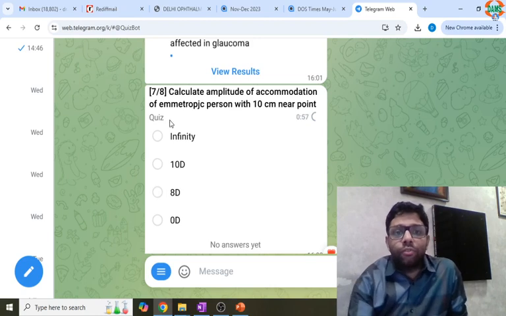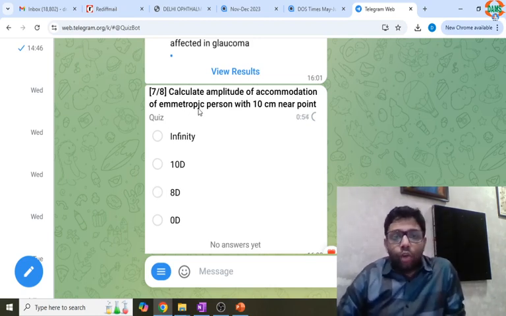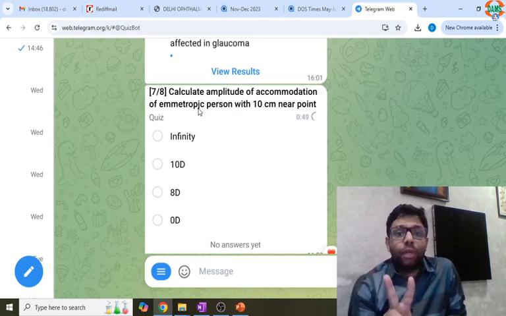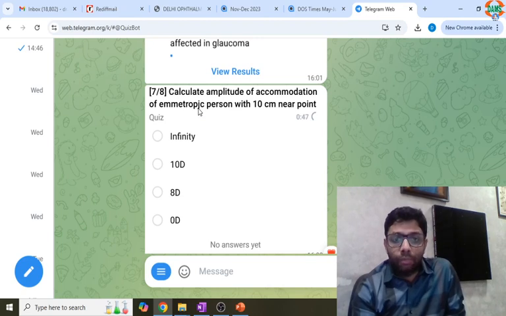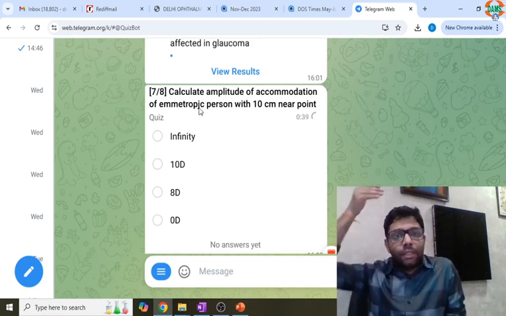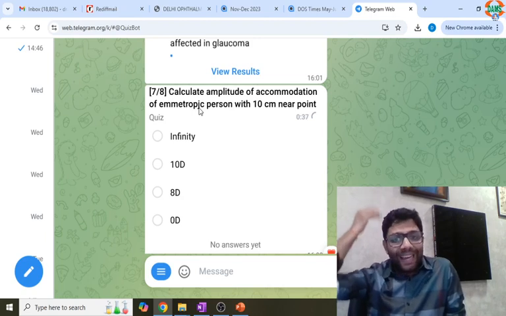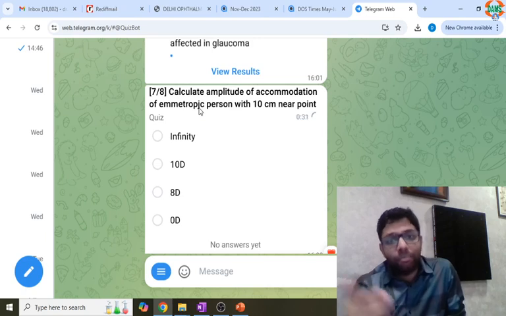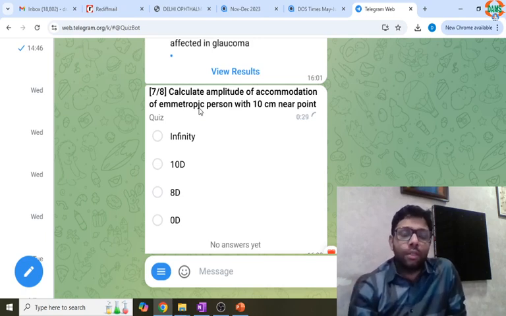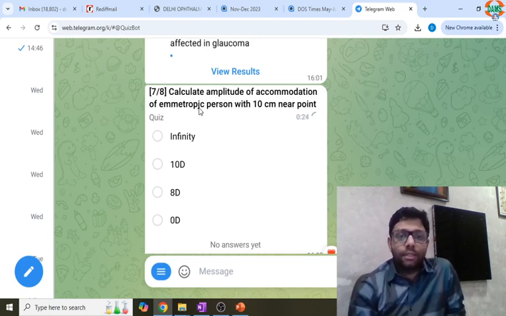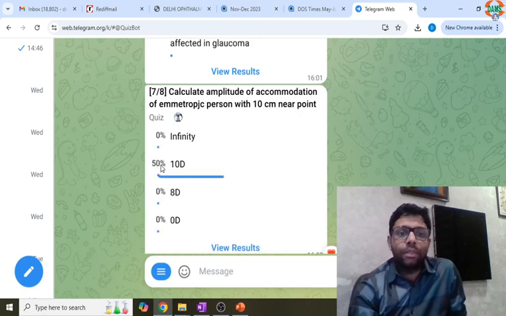If I give a question of myopia of 2 diopters, myopia far point is in front of the eye, that is taken as a positive value. So 2 diopter myopia with 10 centimeter near point will be 10 diopters minus 2, 8 diopters will be the answer. And if I give a hypermetropia of 2 diopters, the far point is imaginary behind the eye. Now if it is behind the eye, it is taken as a negative value by dictum. So 10 diopter near point minus of minus 2, 12 diopters will be the answer. So hypermetropia accommodates more, myopia accommodates less. In emmetropia, it is 10 diopter in this question.